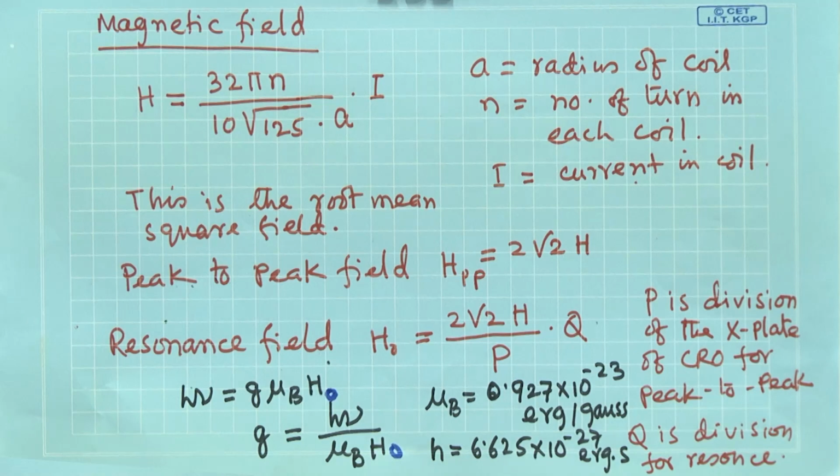So one can find out the g value, okay. And the mu B value I have written here, h value also, these are standard values. So this is the electron spin resonance experiment, which we will perform, based on our discussion, in the next class. Thank you.